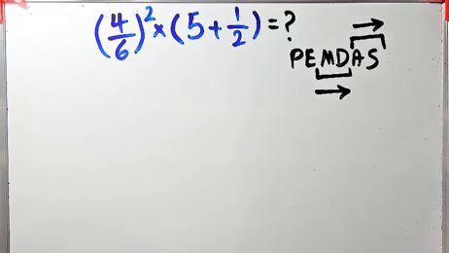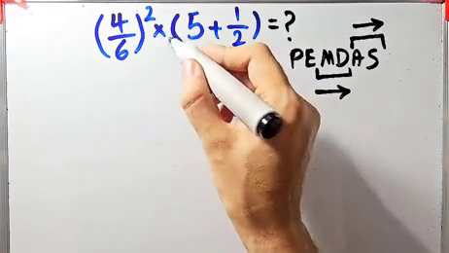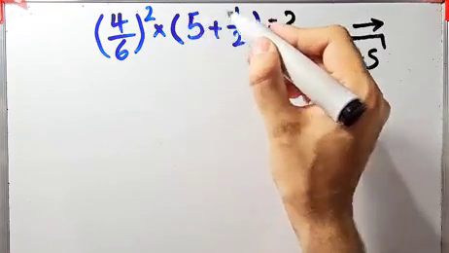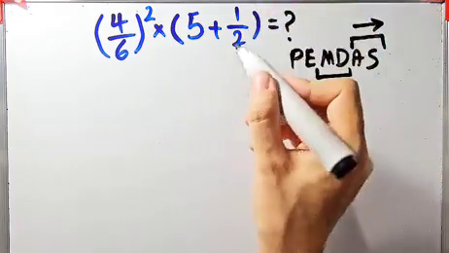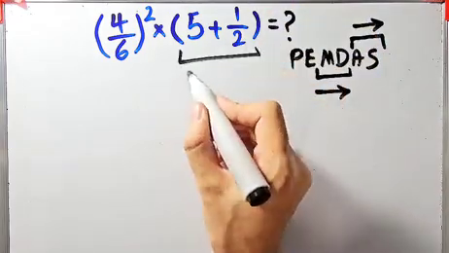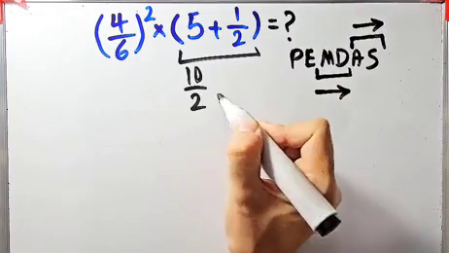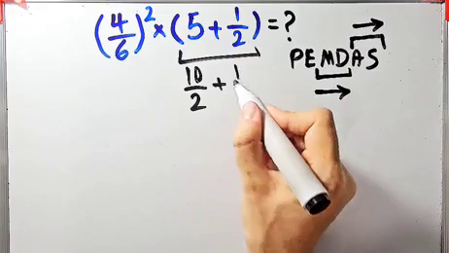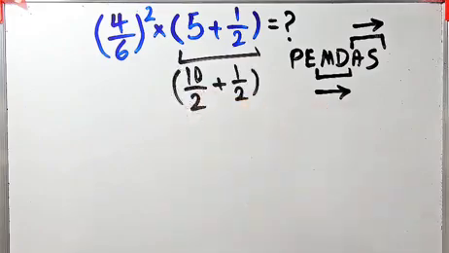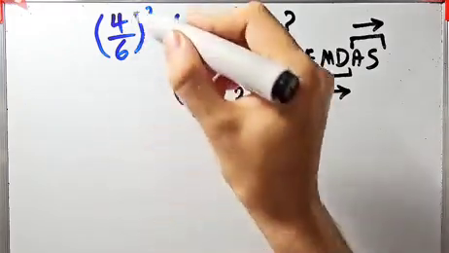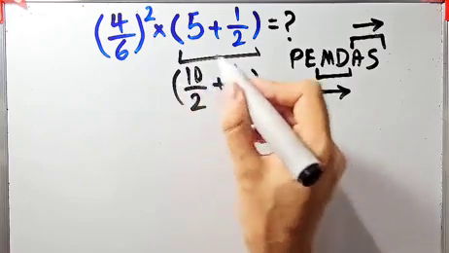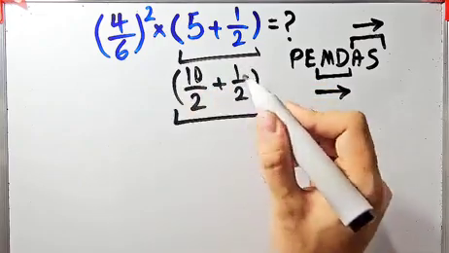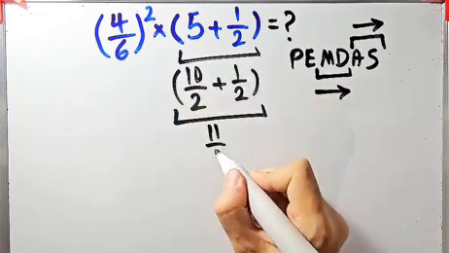Okay guys. According to the PEMDAS rule, first we simplify these parentheses. We have 5 plus 1 over 2. Since the denominator of this fraction is 2, we can write 5 as 10 over 2. Now we have 10 over 2 plus 1 over 2 inside these parentheses. Now we have exponent, multiplication and parentheses. Again, we simplify these parentheses. 10 over 2 plus 1 over 2 equals 11 over 2.